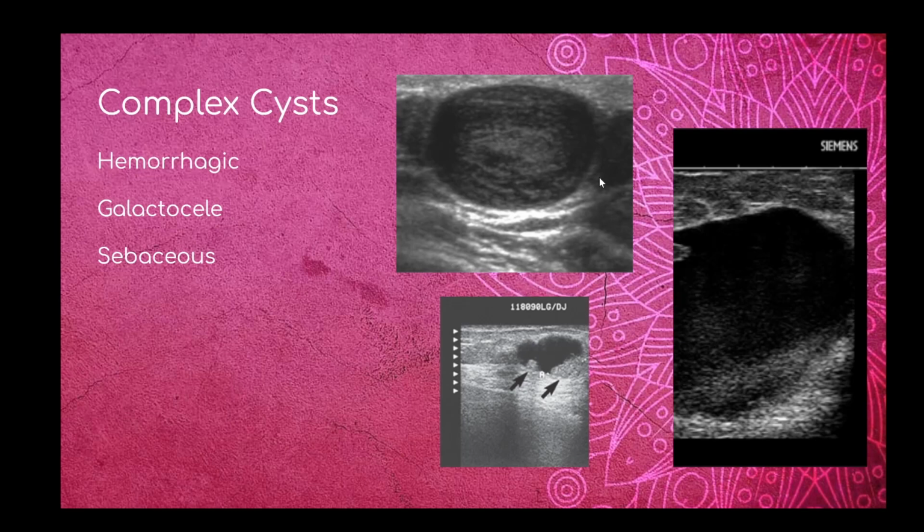And then we can go back and use some of our other secondary characteristics to help us believe that they're benign. You know, these are all oval. They've got round lobulations. They have that through transmission. They've got a lot of things going for them that still lean benign.